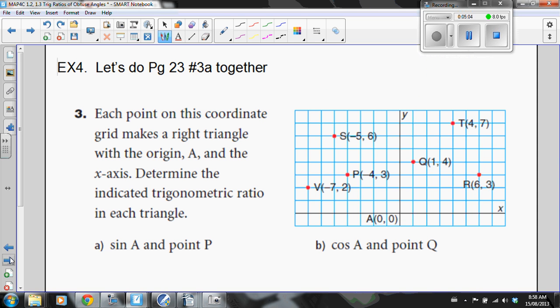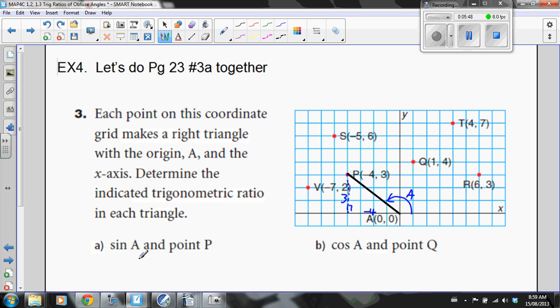All right, what's last? What's last is we want to do one of the ones from homework together. So this is from your textbook, and we want to determine the indicated trig ratio in each triangle. So it says there's the points here, and then we're going to do A, which is point P. It makes an angle with the positive x-axis. There's the triangle there. And we can see there's angle A, like we're used to. This is -4 there, that's 3.